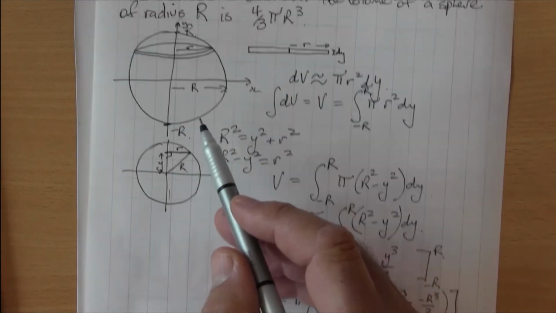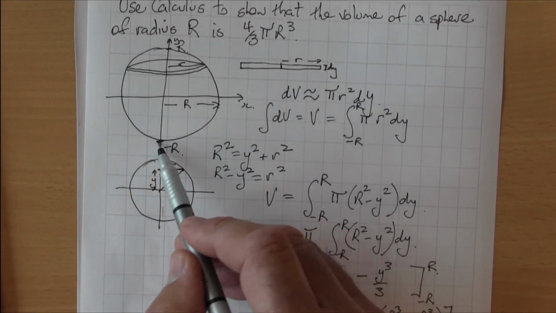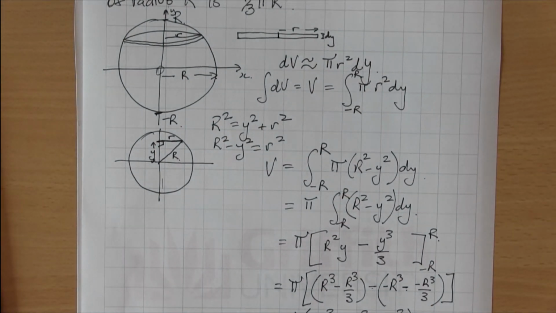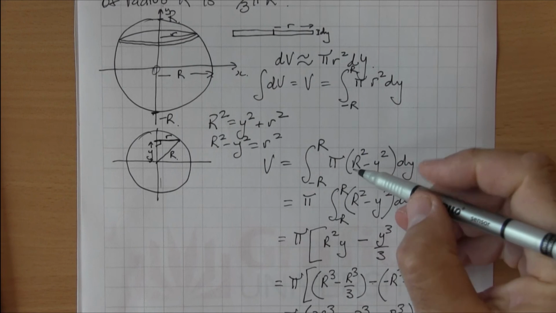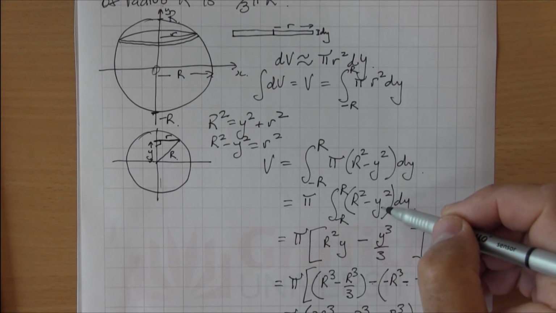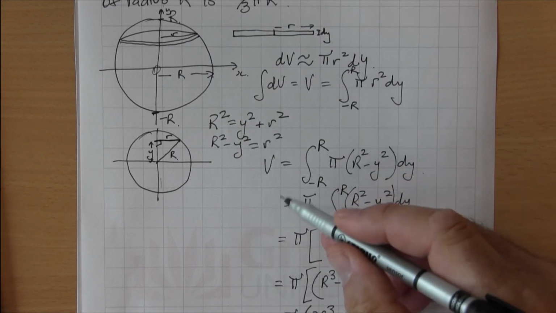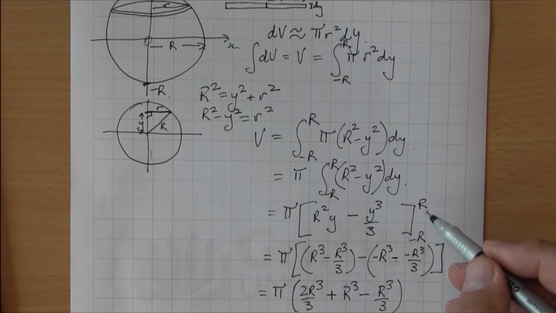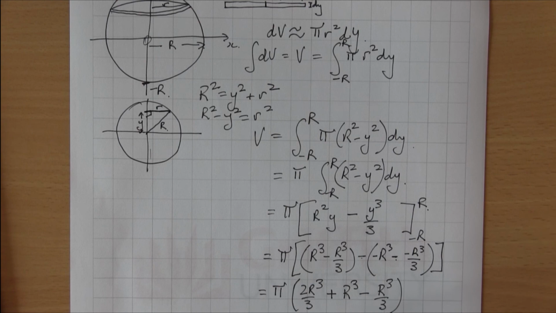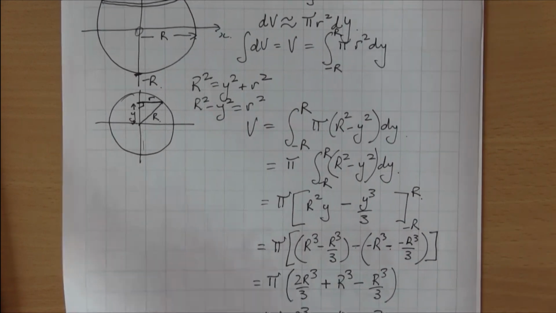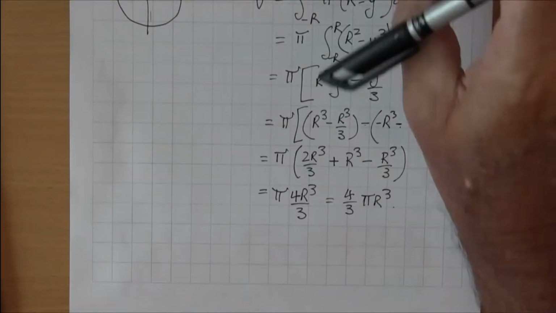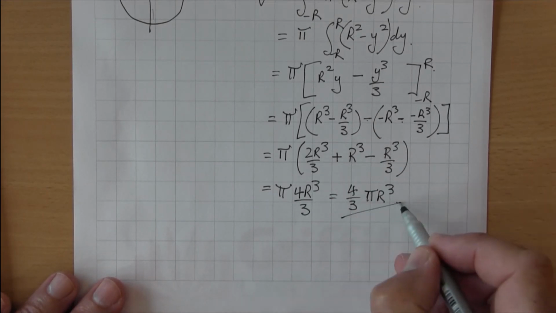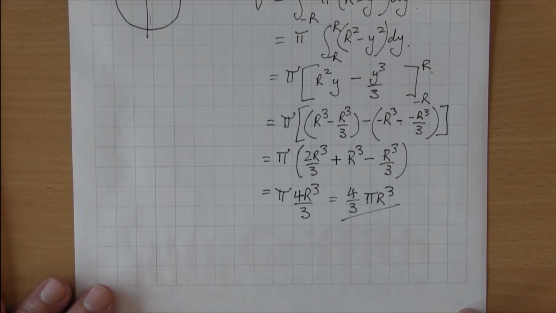The bounds, on the y-axis we're going from negative R, there's the origin, up to positive R, and when we do the integration, the pi, the constant, can come out the front. We've got to be really careful with negatives, going from negative R to positive R, and we end up collecting all the like terms and getting the answer that we're asked to find.